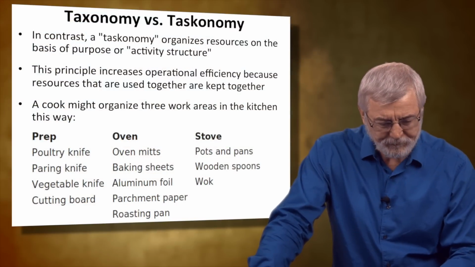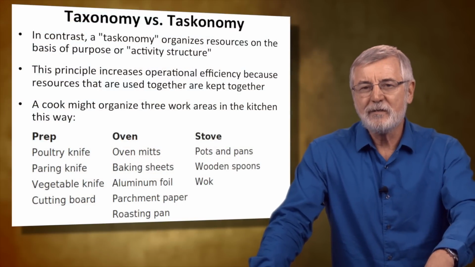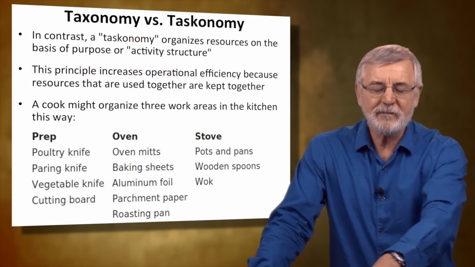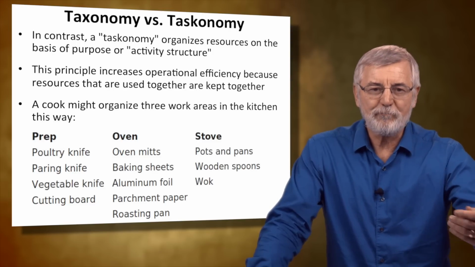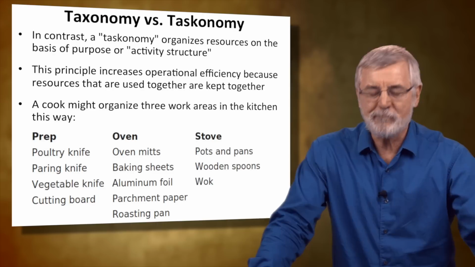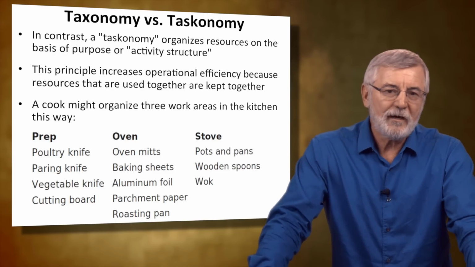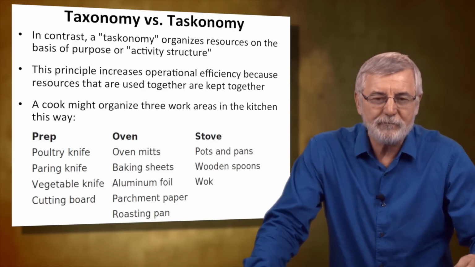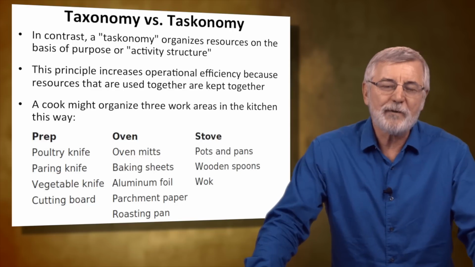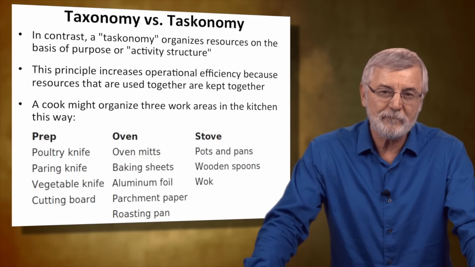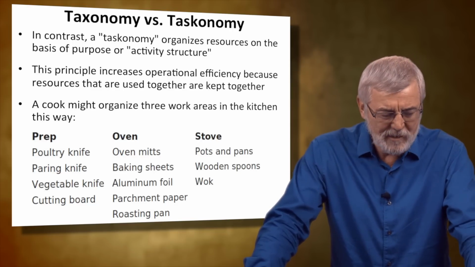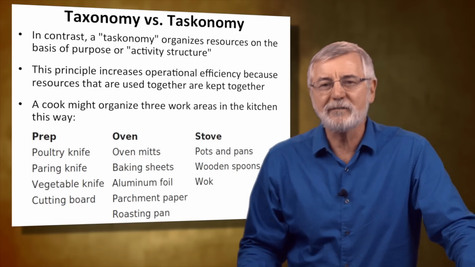So a cook might organize 3 different work areas in the kitchen: a preparation area where you'd have your knives to cut things up, your cutting boards; the oven area where you need things that would go in the oven; and then a stove area where you have things that you use on the stove top. Now, grocery stores have a limited amount of this taskonomic classification.